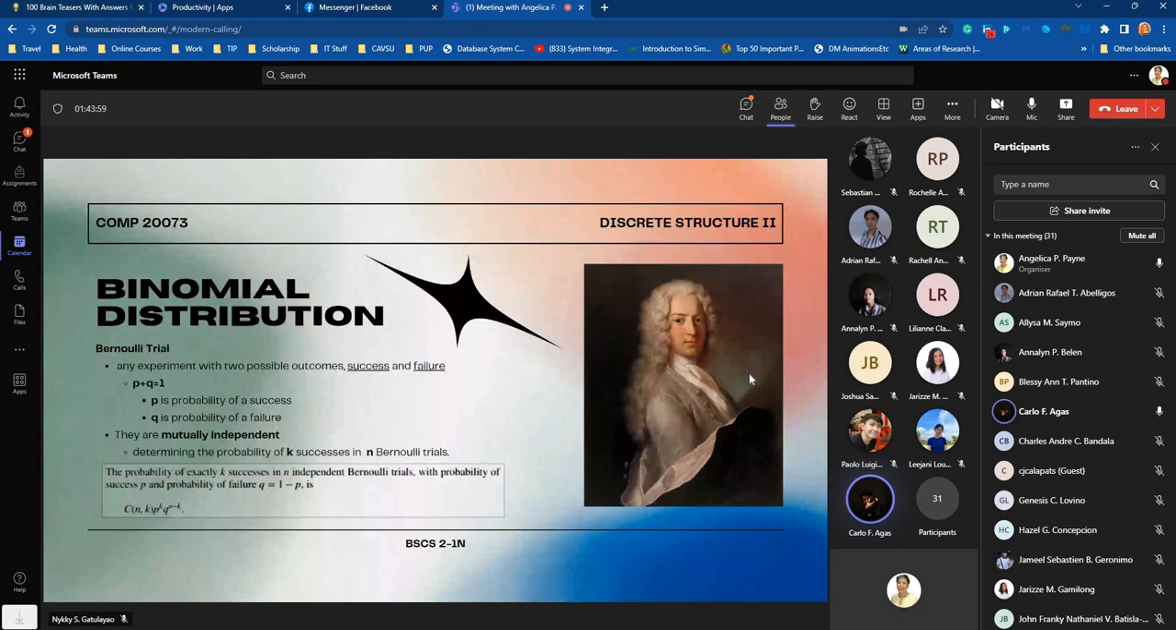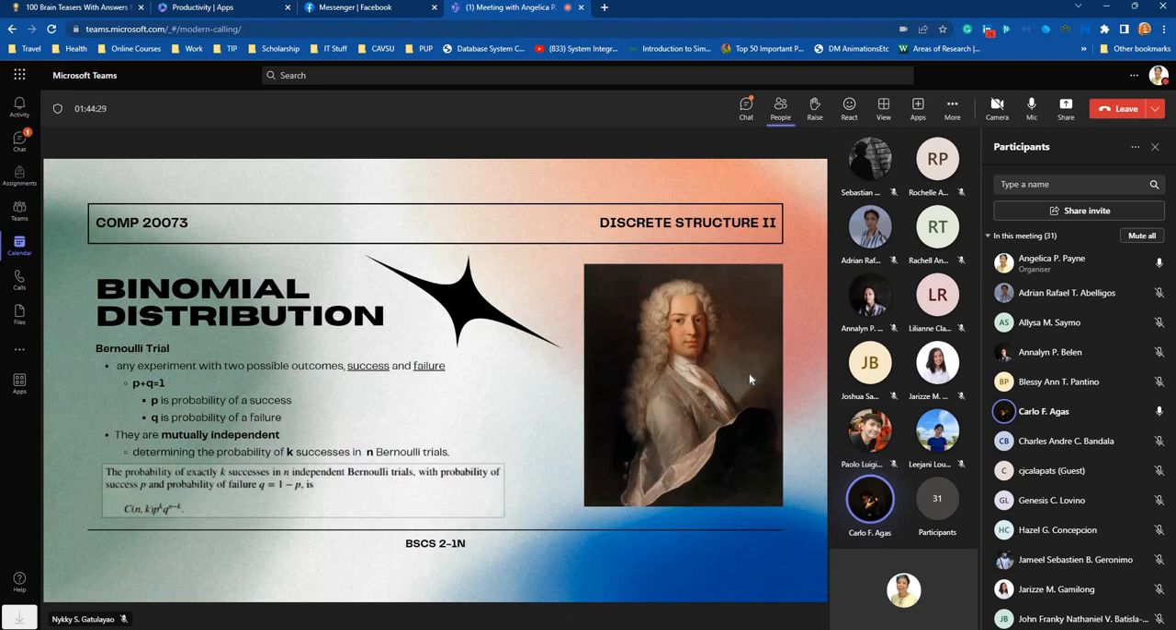Then, Q is the probability of failure. That's the remainder, so P plus Q becomes 100%, which is 1. And we discussed this binomial distribution because it is mutually independent, when we discuss the probability of K successes, or multiple successes, when there are multiple Bernoulli trials. We get this through the equation below.